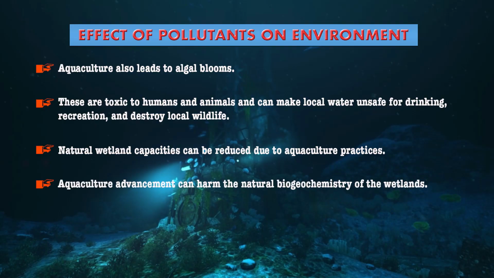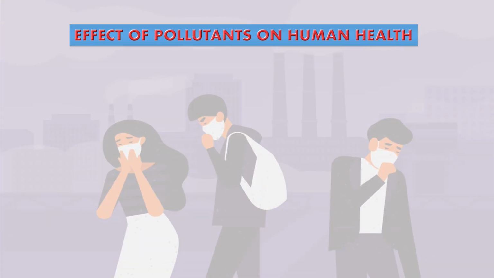Then the aquaculture advancement, because as I told you, when they are doing intensive farming, that can harm the natural biogeochemistry of the wetland. Because finally you see that in nature all the elements have to be cycled. The biogeochemical cycling of the elements is very important to keep an ecosystem active and healthy. And when this is impacted, then there are a lot of problems with the environmental health and also with the human health.